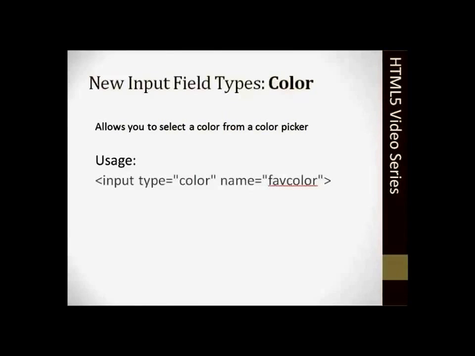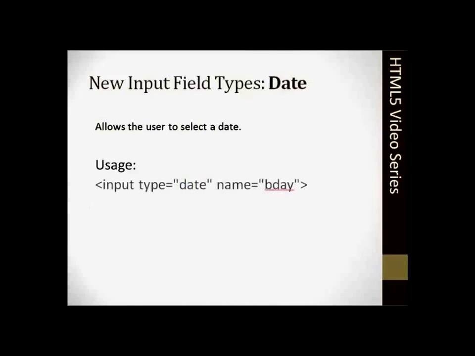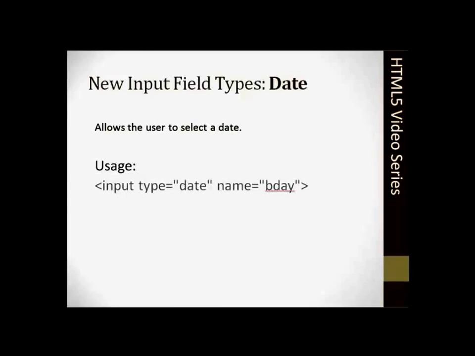The next one we have is color, and that's another one that, if you wanted to use before, you'd have to use some pretty heavy JavaScript. This is as simple as using the word color in the type attribute of the input field, and you'll get a little box where you can choose the color. And we have a date field. Again, no JavaScript needed. We'd have a pop-up calendar to select the date.